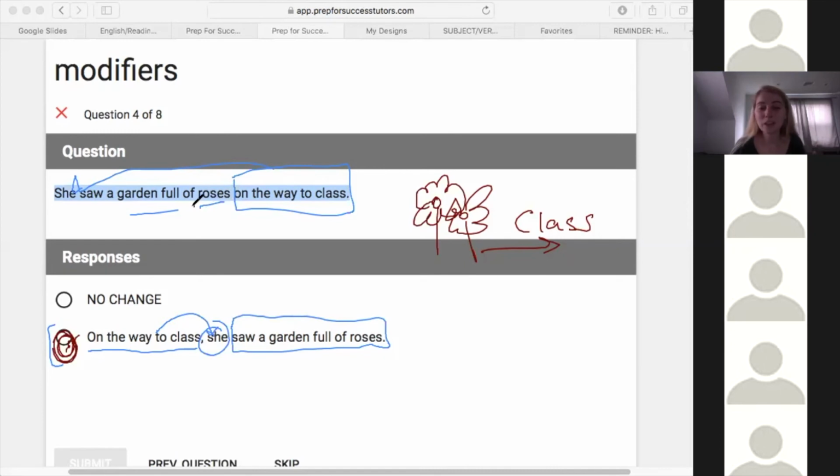And we know that the roses, or the garden full of roses, is not going to be on their way to class, but it's she. Notice how far removed it is. And remember the rule. We need to make sure that the modifier is directly next to the thing that it's describing. On the way to class isn't describing the roses. On the way to class isn't describing the garden. It's describing she, because she actually physically walked to class.